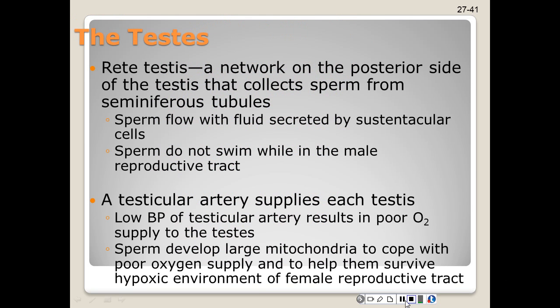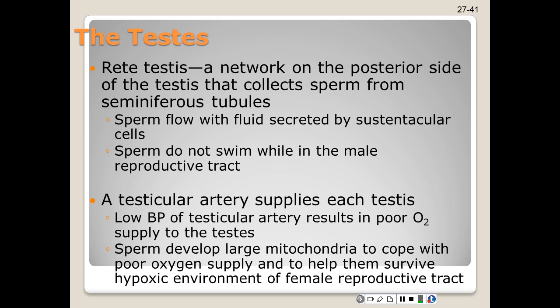Alright, so we're looking at the rete testis. The seminiferous tubules lead into a network of the rete testis, which is embedded in the capsule on the posterior side. Sperm partially mature in the rete, and then they're moved along by fluid secreted by the Sertoli cells and the cilia on some of the rete cells. Sperm do not swim while in the male reproductive tract.